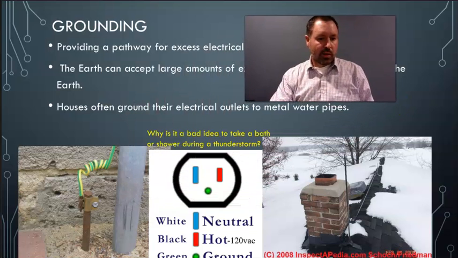And so why is it a bad idea? Why is it a bad idea to take a bath or a shower during a thunderstorm?